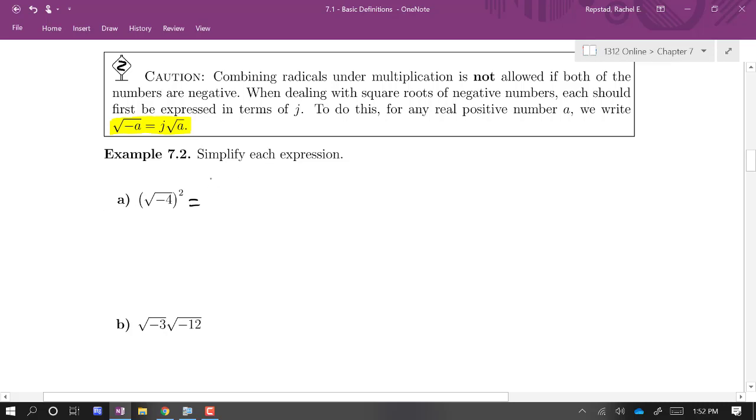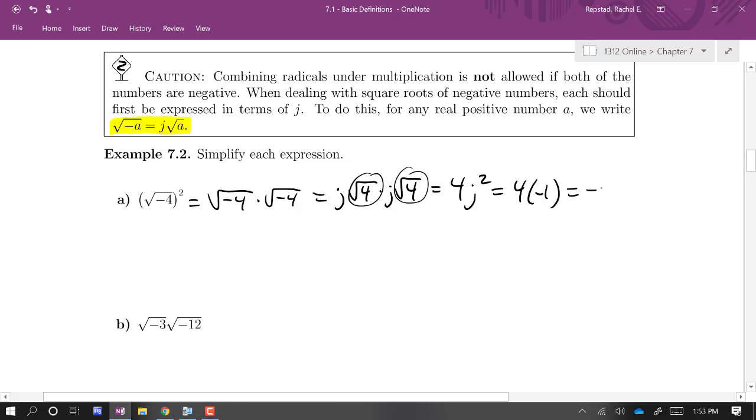Let's work this out. So I've got the square root of -4 times the square root of -4. Both of these radicals, I can pull out a factor of j. So j times root 4 times j times root 4. And each of these, let's see, I've got root 4 times root 4, which is 4j squared. And we know that j squared is equal to -1. So we get -4. So, the square root of -4 squared is still -4.